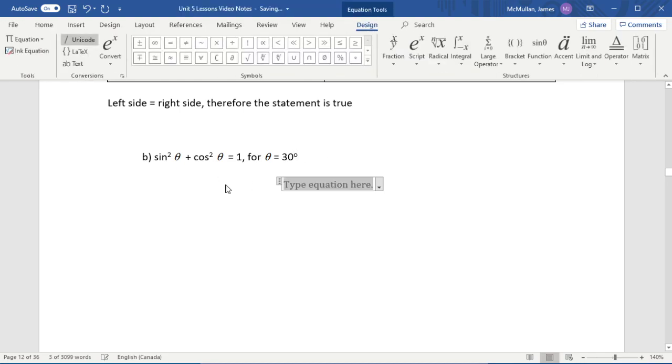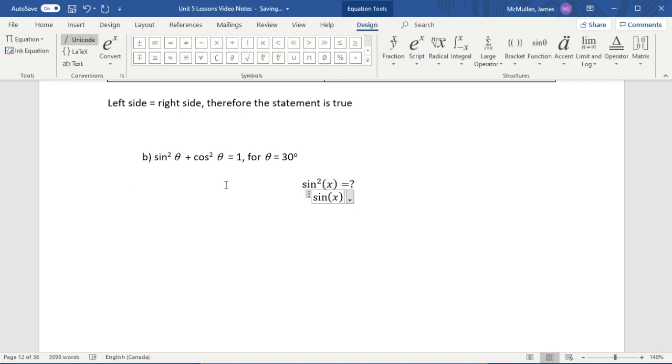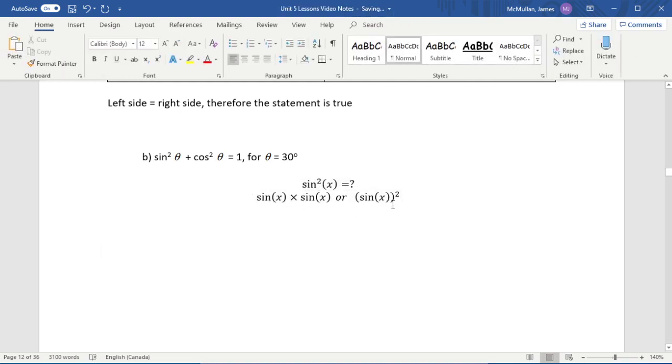Now, first of all, what does sine squared x mean? Oh boy. What does this mean? Okay, this means you do a single sine x and then you multiply by another sine x. So it's like sine x times itself. Okay? Or another way of thinking about this is you do a big bracket, sine x, and then all squared. So a more convenient way to write it is to put the 2 there. But this is what this means, okay?